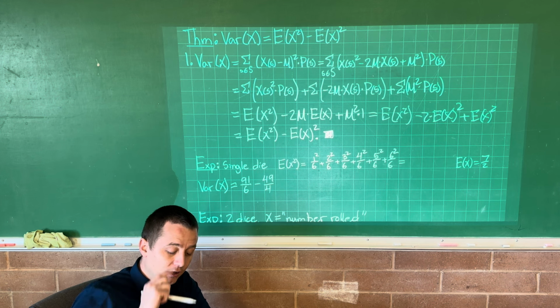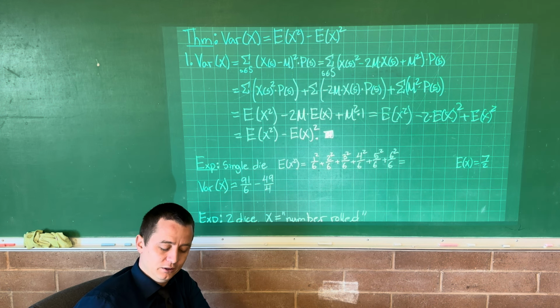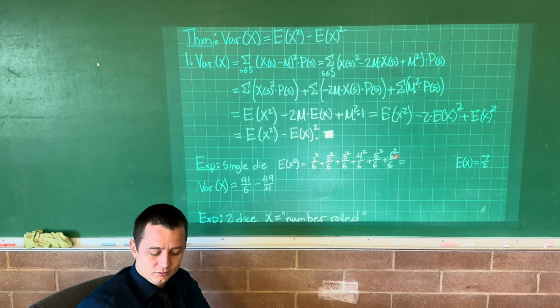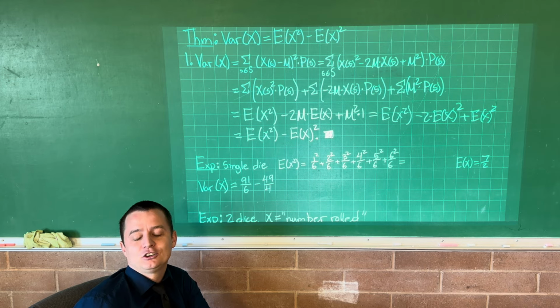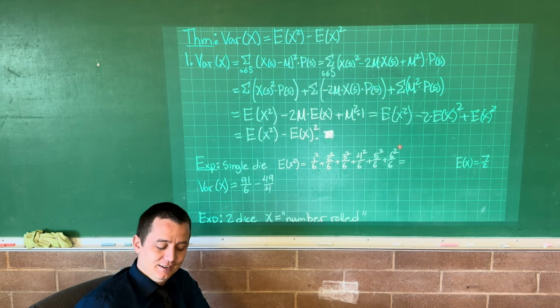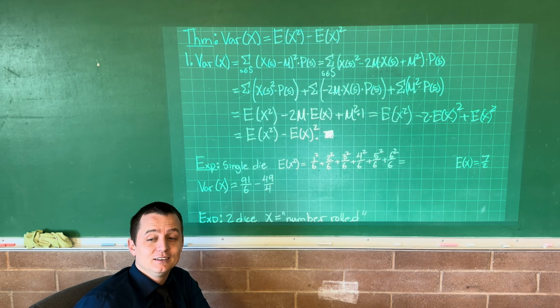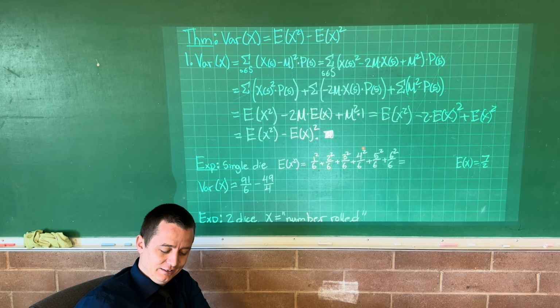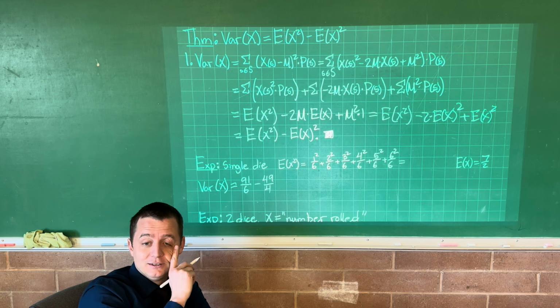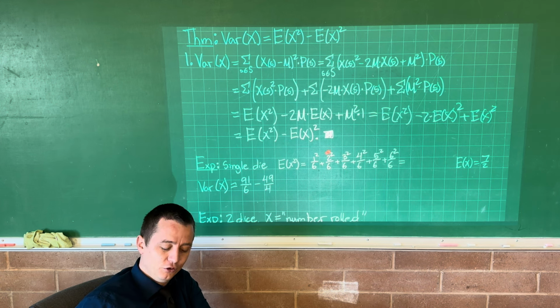The expected value of x squared. So we just do each roll squared, and then times 1/6, or divide by 6, same thing. So let's calculate that. What's 6 squared? 36. 36 plus 25 is 61. Plus 16? 77. Plus 9. 86. Plus 4. 90. Plus 1. 91. Okay, so it comes out to 91 over 6.